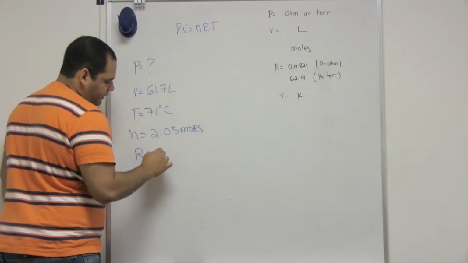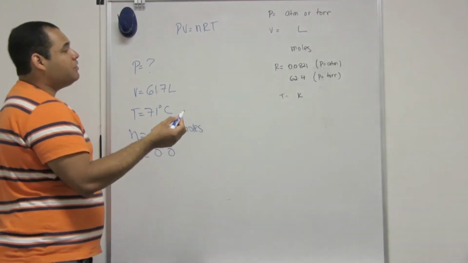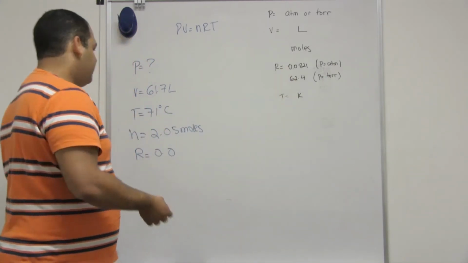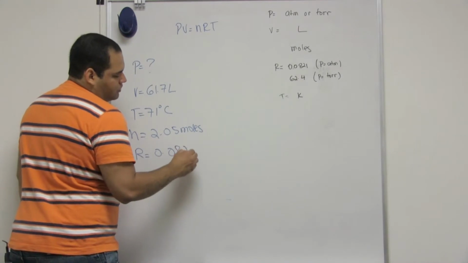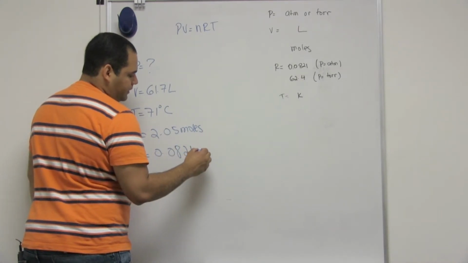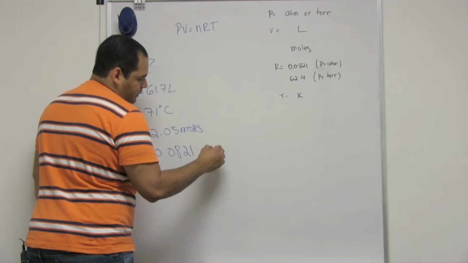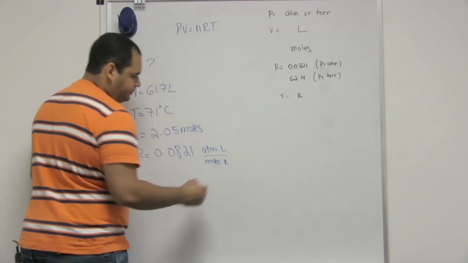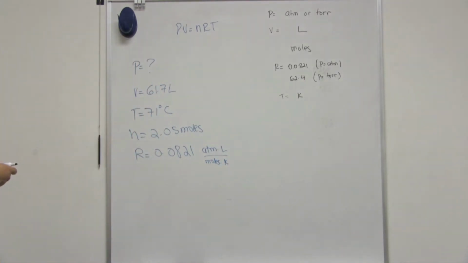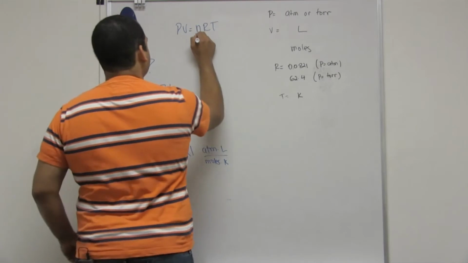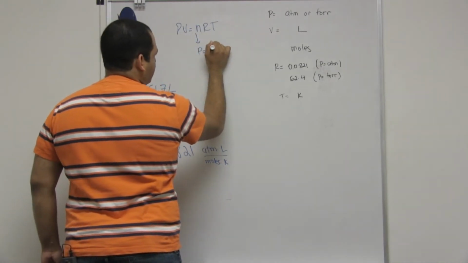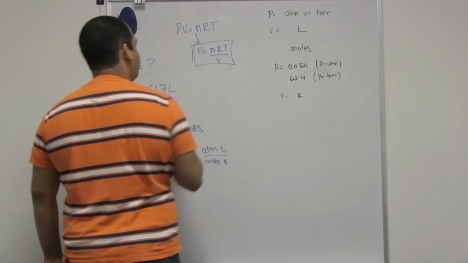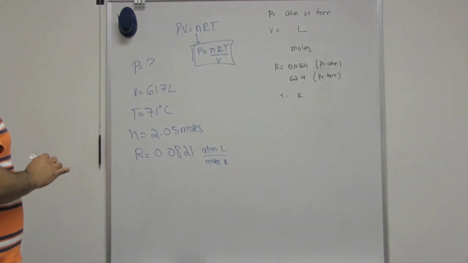And R, you can use any one, because if you use this R here, you get your pressure in atm, this R here, pressure in torr. The question doesn't specify, so I'm going to use the first one. It is atm liters per mole Kelvin. So I'm solving my equation for P. I know that P is equal to nRT over V. I just divided both sides by V, and I found P by itself.